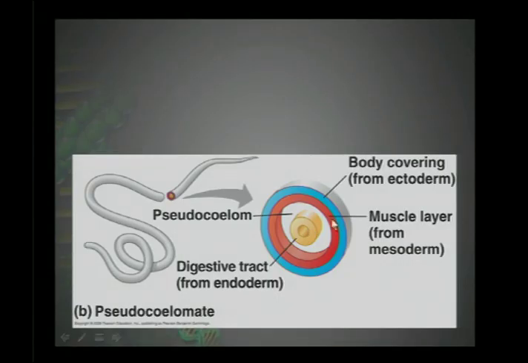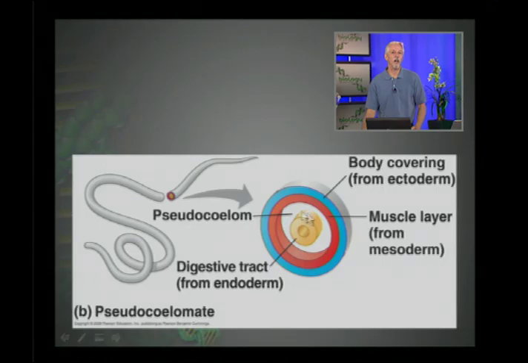Some animals we describe as being pseudocoelomic, meaning they actually do have a space between the intestine and the outer body wall, but only the body wall is lined by mesodermal tissue. And mesodermal tissue, again, can be connective tissue. It can also be muscle tissue. So only the outer body wall is lined by muscle or connective tissue. The intestine is not. So they do have a body cavity, but it's not completely lined by mesoderm.